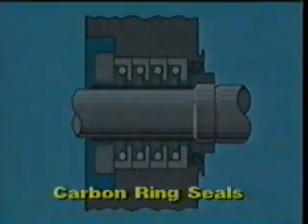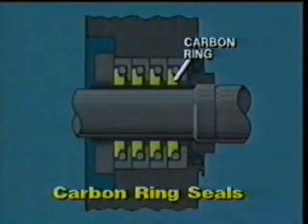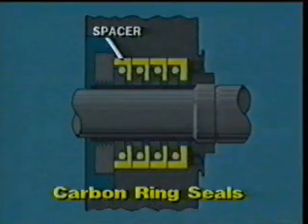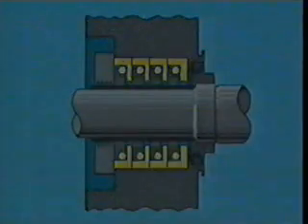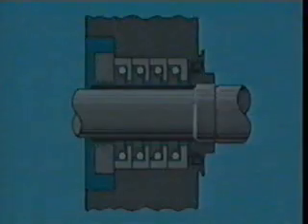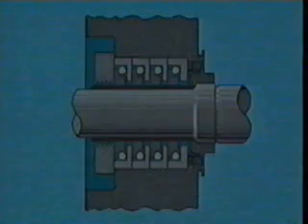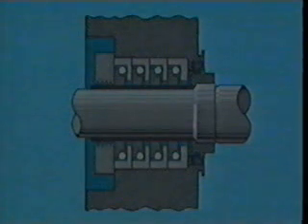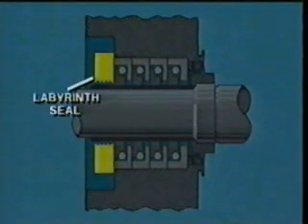Carbon rings, on the other hand, are dry contact seals, which consist of several high-quality carbon rings held in place by stainless steel spacers and axial springs. The entire seal assembly can be removed from the compressor when worn or broken segments need replacing. In some applications, a buffer gas is used in conjunction with the carbon rings to separate the gas in the compressor from the surrounding atmosphere. Also, you'll find combinations of carbon rings and labyrinth seals are also used.